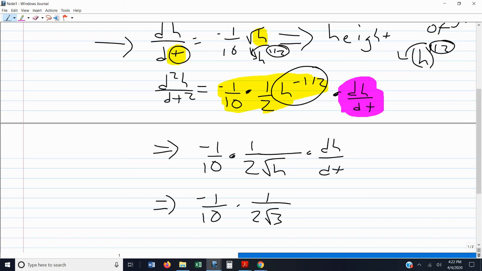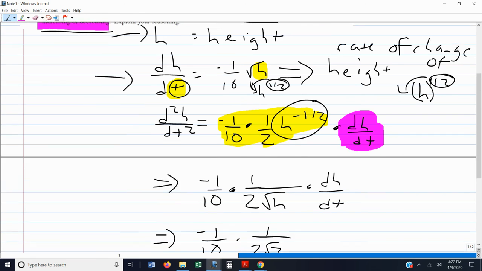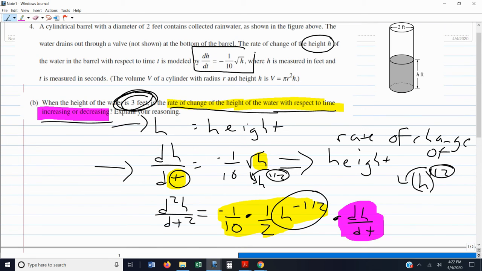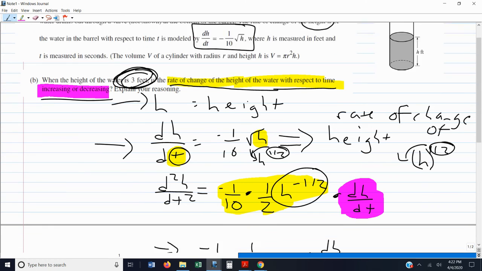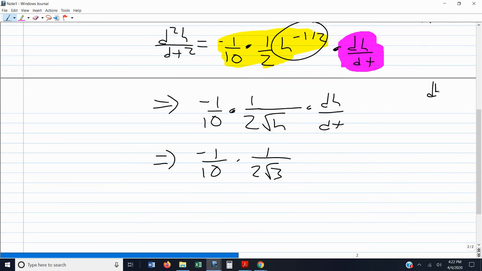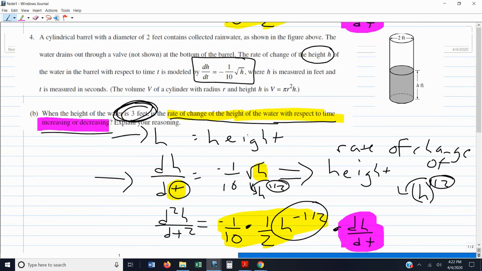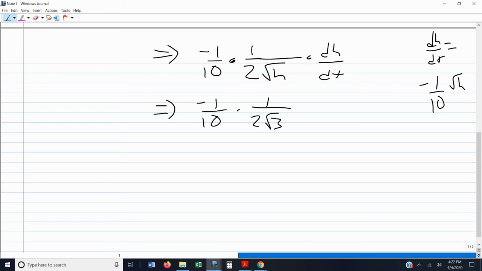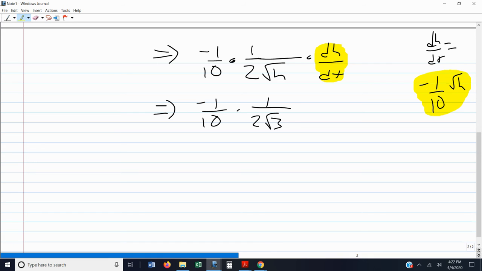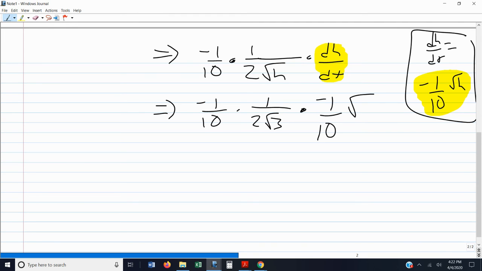And then dH/dt, think about that for a minute. Where are you going to get dH/dt? dH/dt was given to us. Let me write that over here. dH/dt is -1/10 square root of h. So right here, when I'm trying to evaluate dH/dt, I'm going to use this and substitute it in, because that is equal to dH/dt that was given in the question. So I have negative 1/10 square root of h. Again, the height they gave us was 3. So this is your answer.